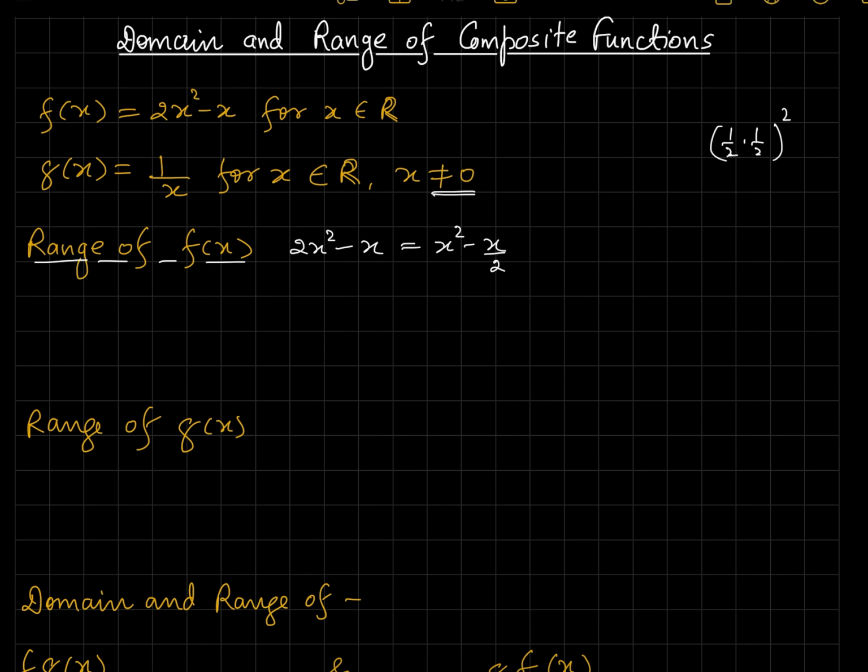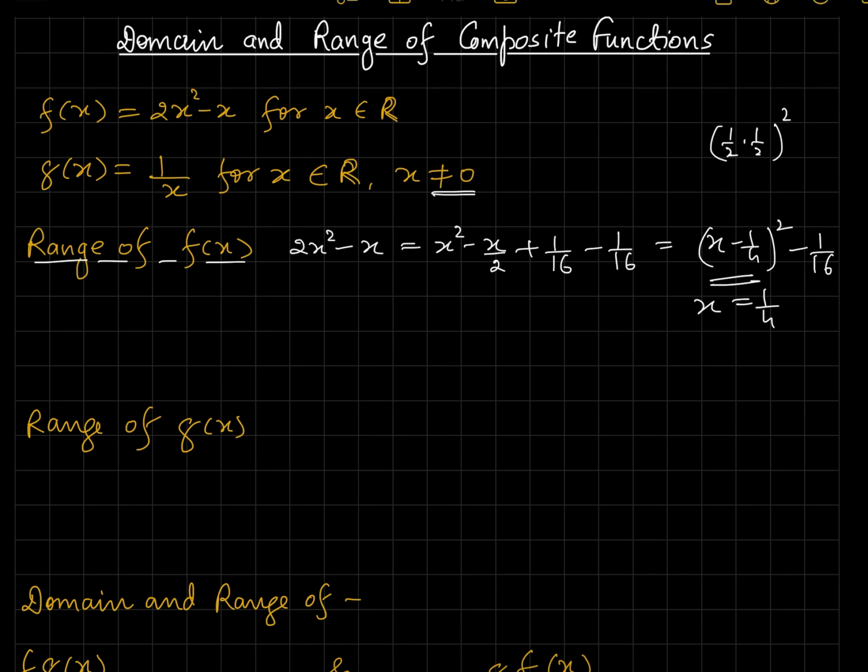So that would give me plus 1 by 16 minus 1 by 16, right? So it can be written as x minus 1 by 4 the whole square, minus 1 by 16. Clear? For the minimum point, x minus 1 by 4 equal to 0, that would give me x equals 1 by 4.